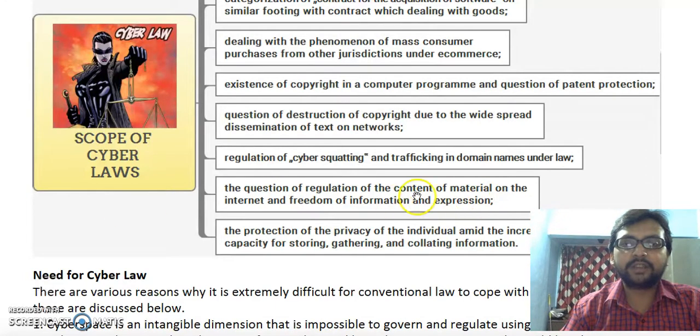The question of regulation of content of material on the internet and freedom of information and expression. Under the Information Technology Act, Section 66A provides restriction over freedom of information and expression. We cannot provide wrong information, something which is going on in today's era, called post-truth, where people spread rumors, for example forwarded messages on WhatsApp, without actually proving whether the news is correct or not. Some people directly forward it to other persons, and in turn rumors spread.